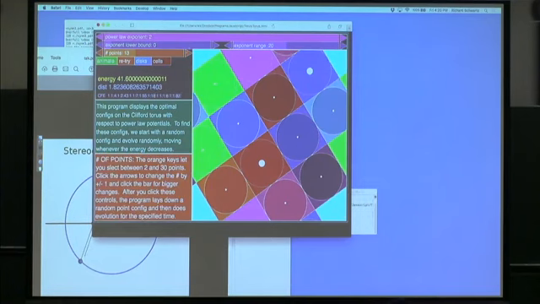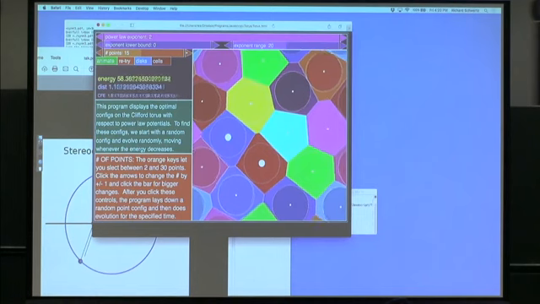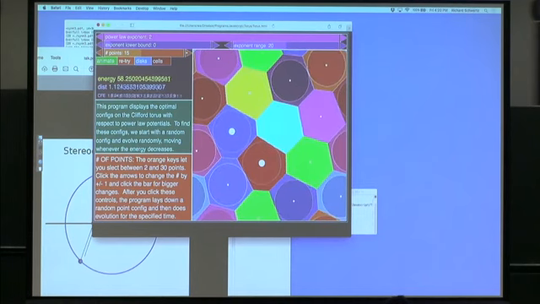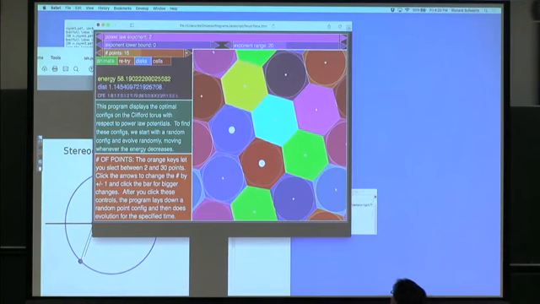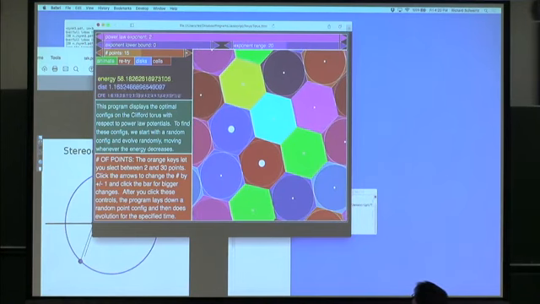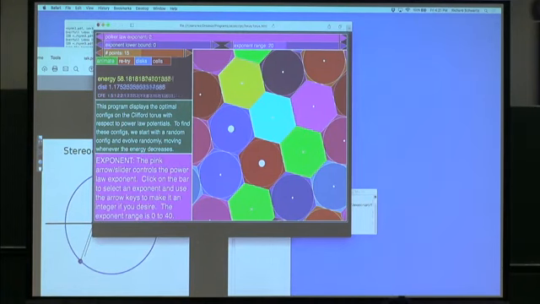So this again lets you choose different numbers of points and see what this thing does. For 15 points, you get something almost like a triangular lattice. Anyway, if anyone is interested, these are on my website, and you can just play them right on your browser.